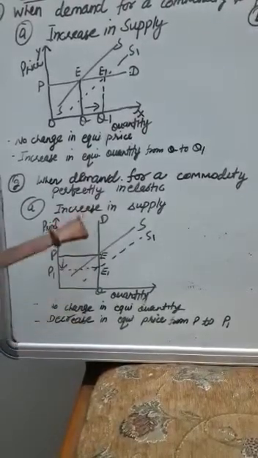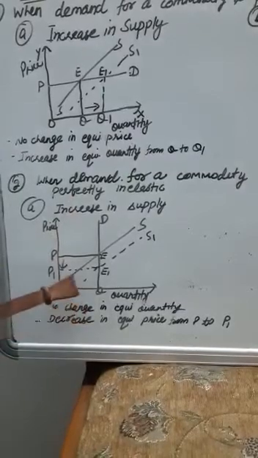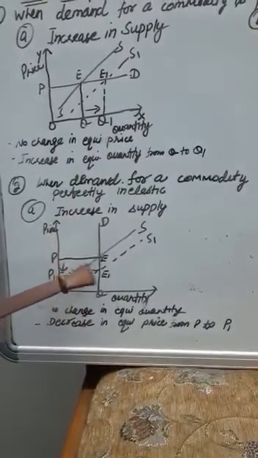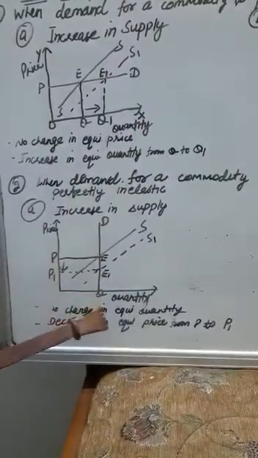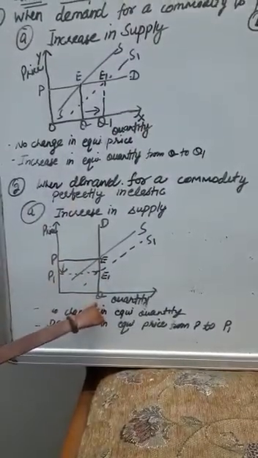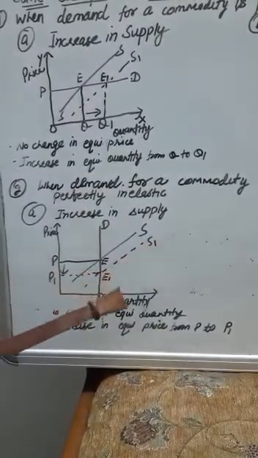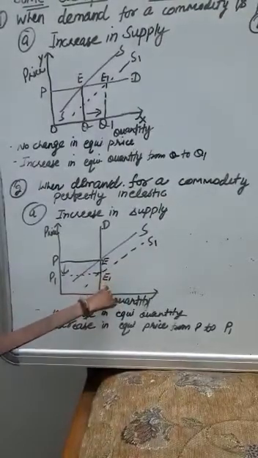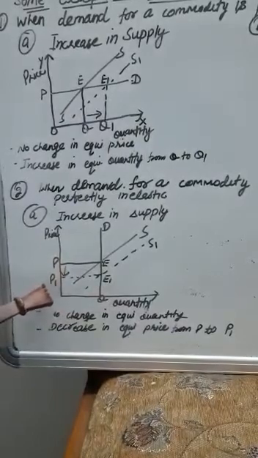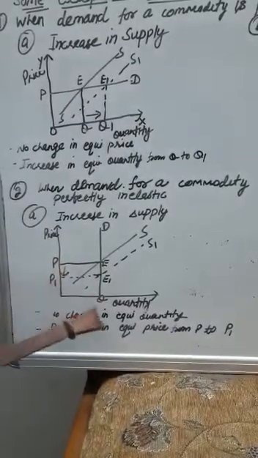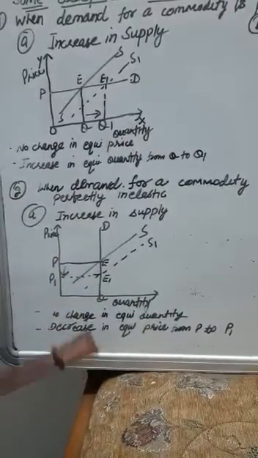In the diagram, D is the demand curve, which is perfectly inelastic demand curve. S is the supply curve, E equilibrium point, equilibrium price is P, equilibrium quantity is Q. Now supply increases. New supply curve is S1 and new equilibrium point is E1. So there is fall in price. Now new equilibrium price is P1, whereas there is no change in equilibrium quantity.